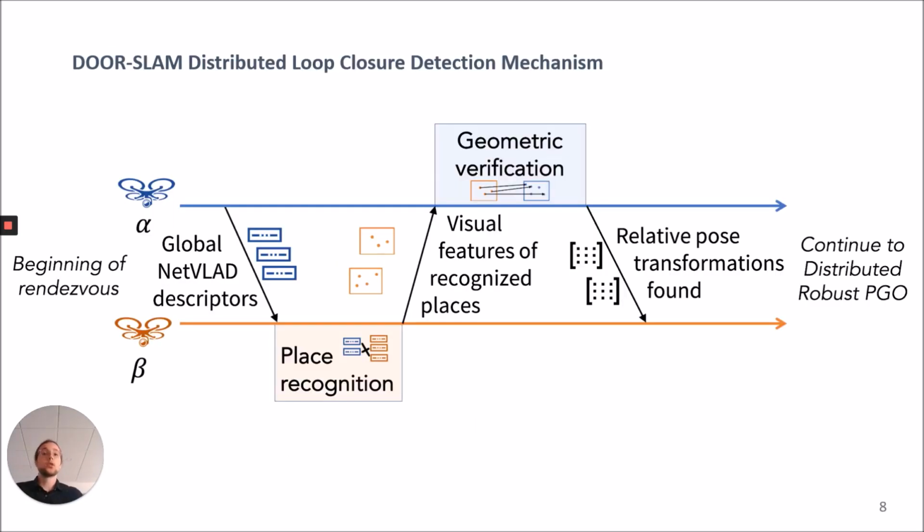The first key module of SLAM is the distributed loop closure detection mechanism that occurs during a rendezvous between two robots. As you can see, the robots share NetVLAD descriptors to perform place recognition. Then they share visual features for geometric verification. And then the resulting loop closures are fed into the outlier rejection mechanism.